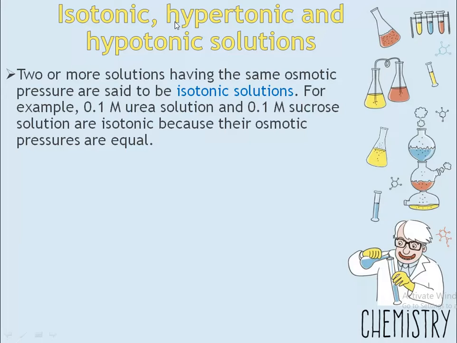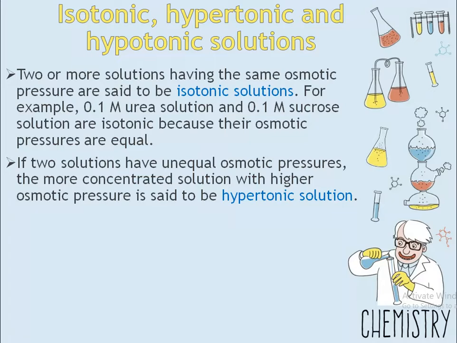Two or more solutions having the same osmotic pressure are said to be isotonic solutions. This means when there are two solutions and they have the same osmotic pressure, they are said to be isotonic solutions of each other. For example, 0.1 molar urea solution and 0.1 molar sucrose solution are isotonic because their osmotic pressures are equal. If these solutions are separated by a semi-permeable membrane, there is no flow of solvent in either direction.